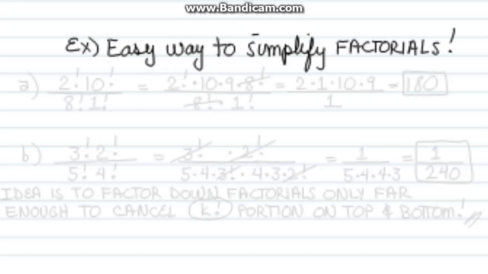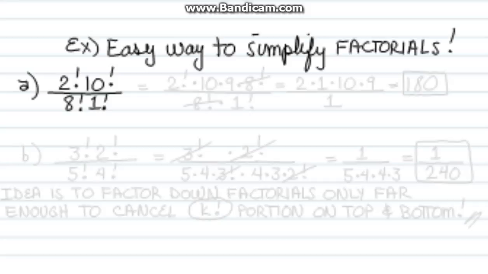That's equal to 5 times 4 times 3 times 2 times 1. That's expanding it all the way down to 1. Well, we're going to take a shortcut when we do these fractions. We have 2 factorial times 10 factorial over 8 factorial times 1 factorial. Now, instead of expanding these all the way down, I am going to look at the bottom.